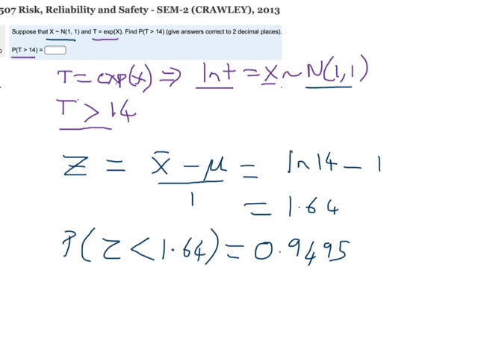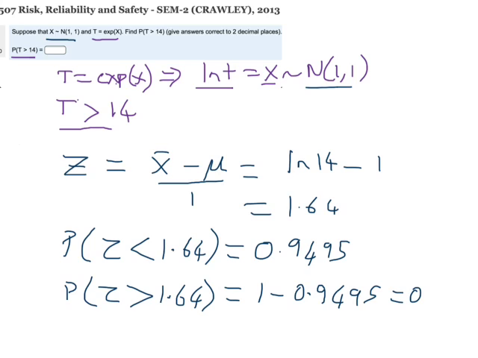No, it's not. We want the probability that it's going to be greater than that. So the probability that z is going to be greater than 1.64 is going to be equal to 1 minus 0.9495, which is equal to 0.05 to 2 decimal places, or 0.0505. And that's our answer.